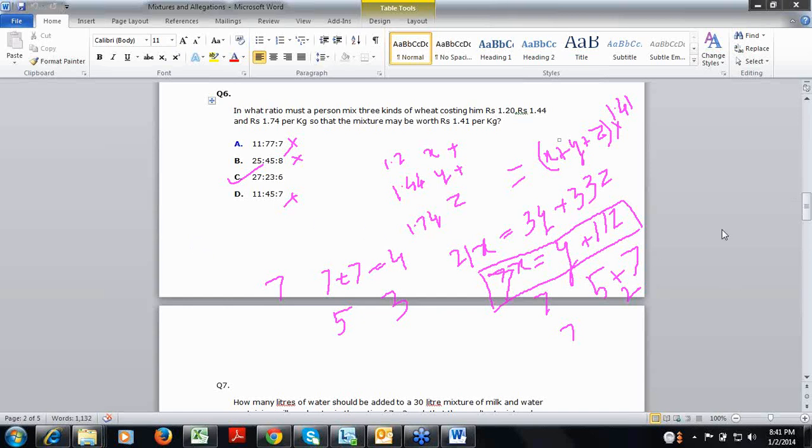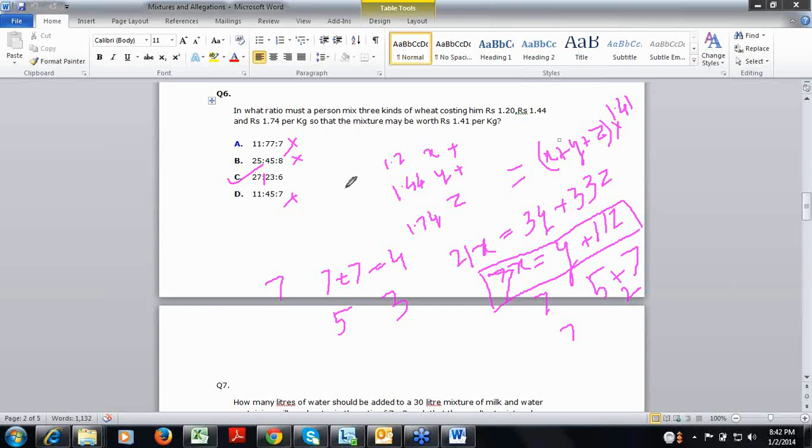Yes, I can see that option 6, yeah, the equation is correct, but option 6, I think there is a mistake. This should satisfy if it is 123 rather than 27 is to 23 is to 6. So it will be 27 is to 123 is to 6. Then it will satisfy. I think the options have been given wrong.